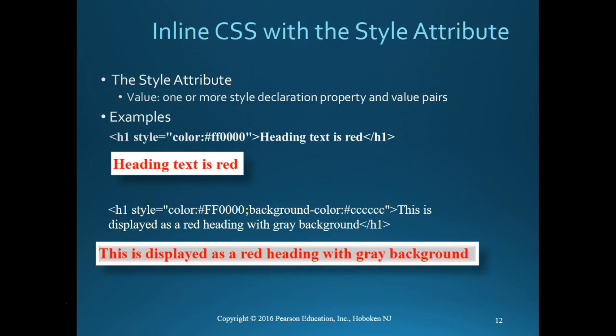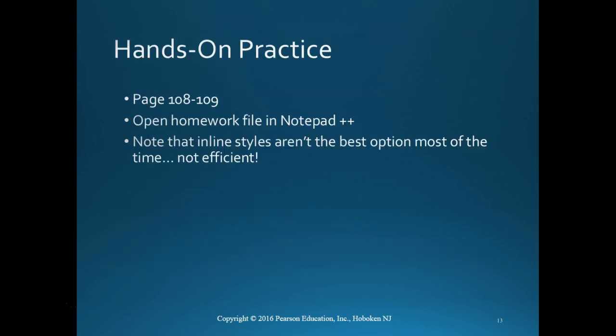Here's where we're seeing it. H1 style, color, F000, that's red. And then if we said background color is hashtag CCCCC, that's this light gray, this is how this would show up. So this is just making the heading text red. This is making it red with a background color of gray. Just adding one more rule inside that style attribute.